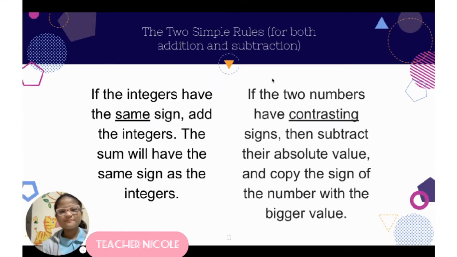There are two simple rules for addition and subtraction. They are inverse operations. They are opposites of each other, yet they have the same rules. If the integers have the same sign, we add the integers, and the sum will have the same sign as the integers. If the two numbers have contrasting signs, then we subtract the absolute values and copy the sign of the number with the bigger value. Now, what do we mean by this? Let's see it in action with some examples.